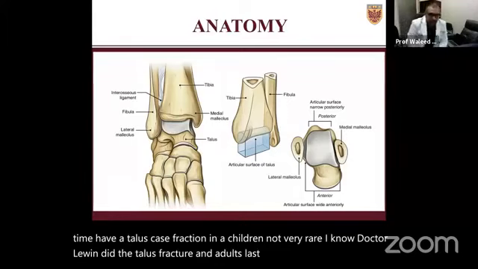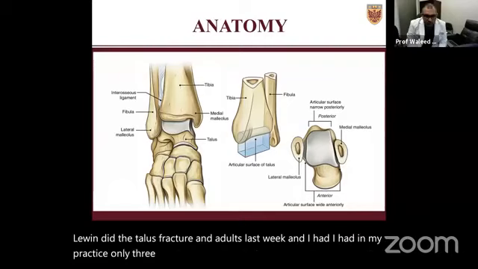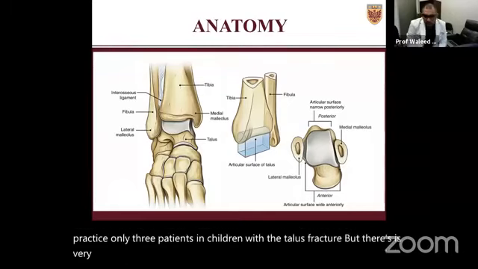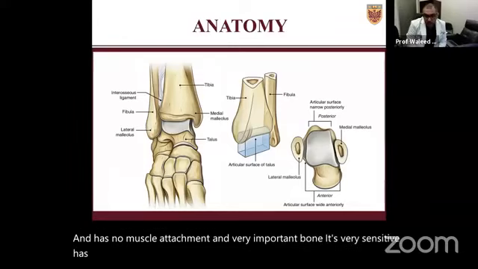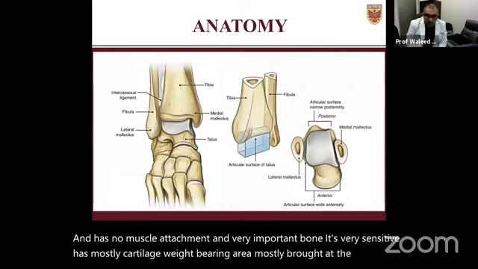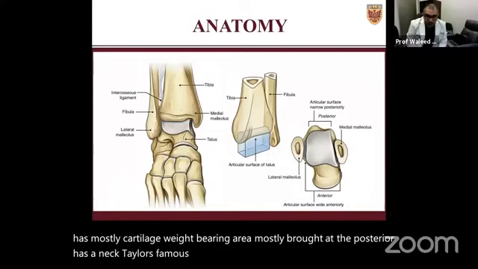I had in my practice only 3 patients with a talus fracture in children. But the talus is very interesting: mostly articular, with no muscle attachment, and a very important bone. It's very sensitive, has mostly cartilage, is a weight-bearing area, is mostly broad at the posterior, has the talar neck, famous for AVN, and the articulation with the tibia is a hinged joint.